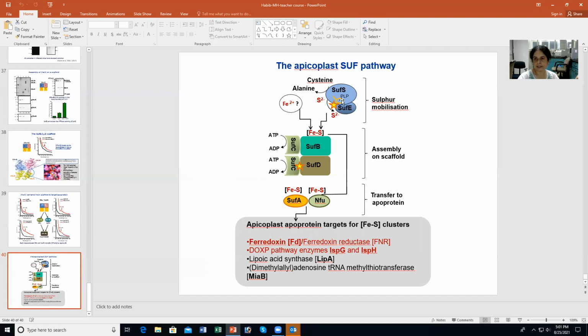And the SufS component, together with SufE, converts cysteine to alanine and generates a persulfide, which is the sulfur source for the iron-sulfur cluster assembly. We still don't know what the iron donor is, but iron nevertheless comes here. And the SufB complex then assembles the iron-sulfur cluster over here, and you have interaction of SufC and SufD. And SufD can increase the ATPase activity of SufC.